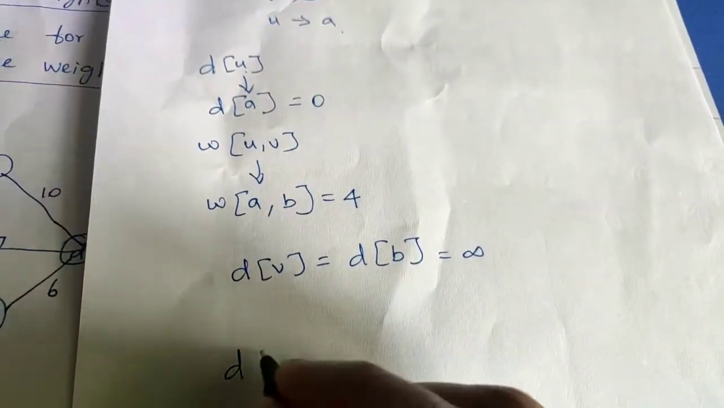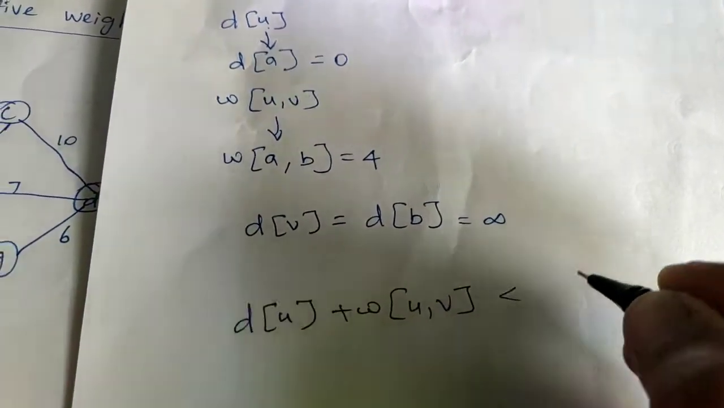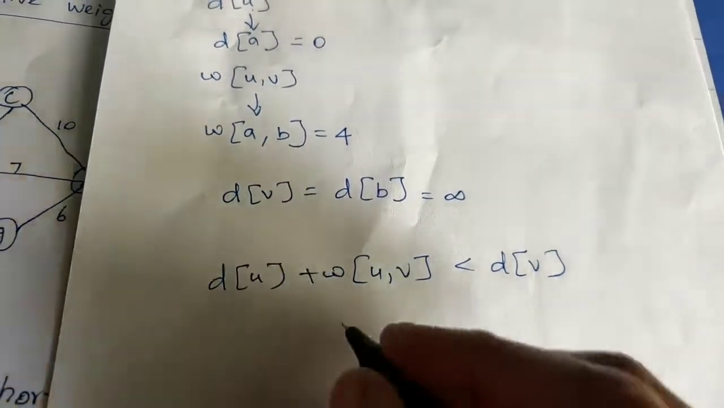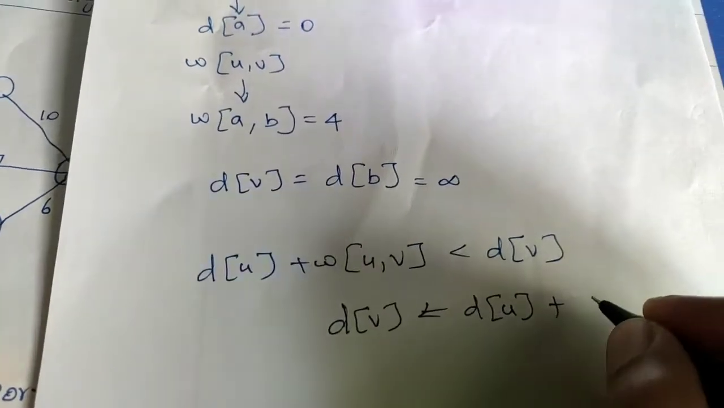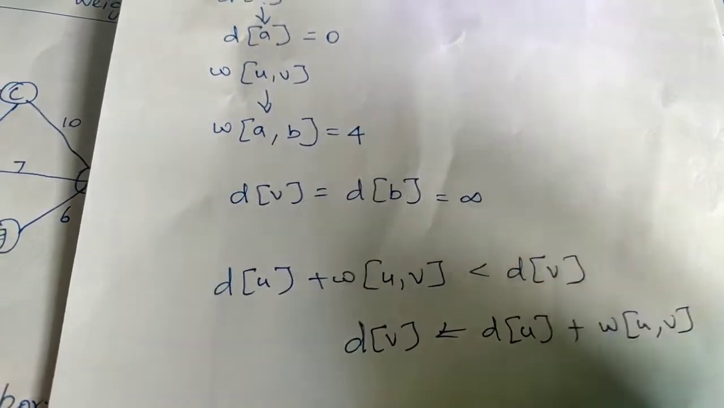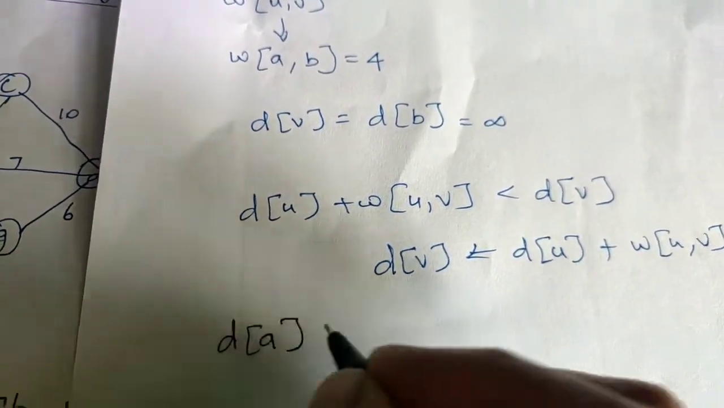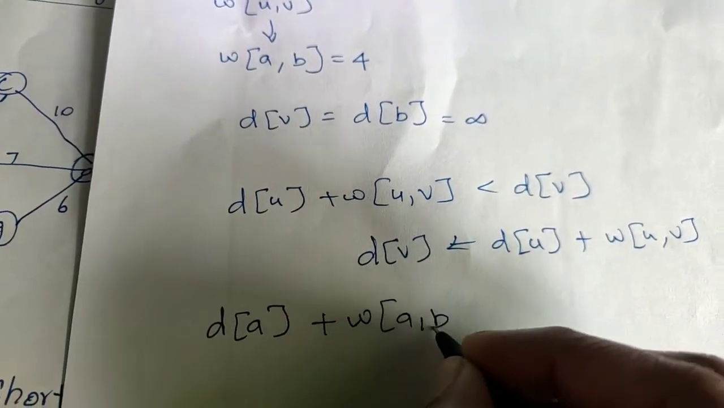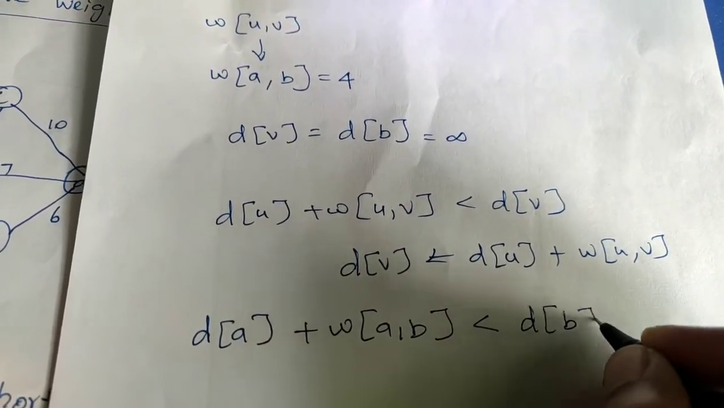Okay. So apply this condition, that is distance of U plus weight of U comma V. If it is less than the distance of V, I need to update the distance of V as distance of U plus weight on the edge U comma V. Now I can rewrite this as distance of A, because U is considered as A, plus weight on the edge A to B, less than distance of B.